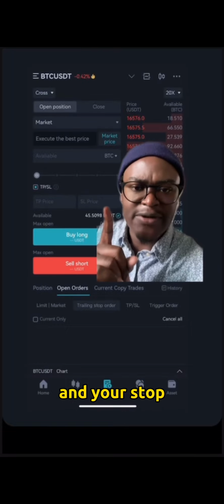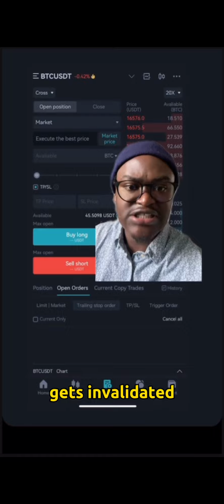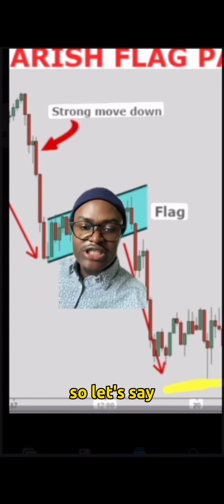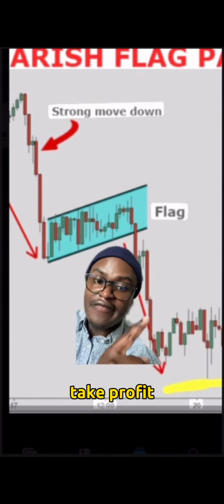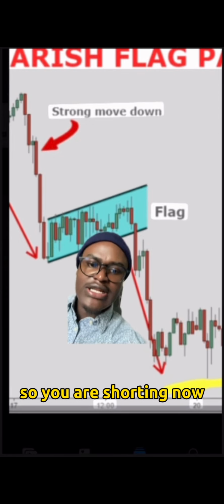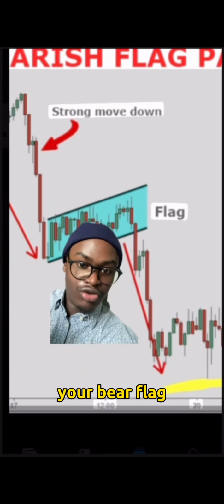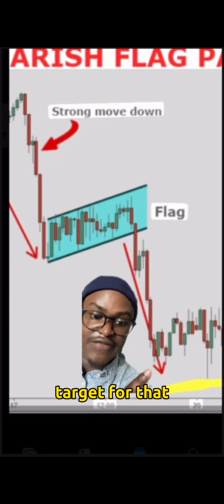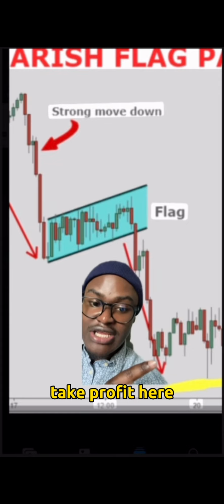And your stop loss here is not just some crazy number. This is where your thesis gets invalidated. So let's say you were trading a bear flag like this one. You want to take profit as the price goes to the downside. So you are shorting. Now, as the price goes down here, let's say you measured your bear flag and this is the target for that bear flag. So you put your take profit here.